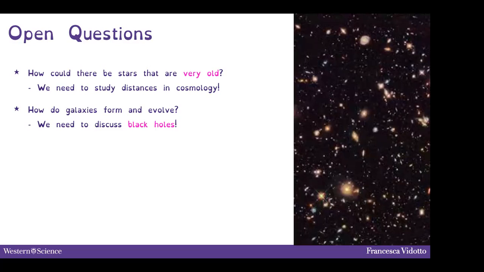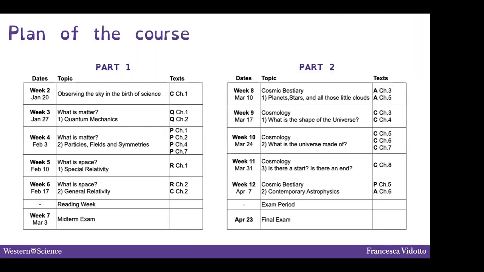To understand better all these things, we need to understand more about cosmology, to understand how old is the universe, how old could be the first star, for instance. And in order to understand galaxies, we needed to discuss black holes. That is part of the story of what happens when a star dies and collapses. So that's everything I wanted to tell you for today. And next week, we start talking about cosmology.